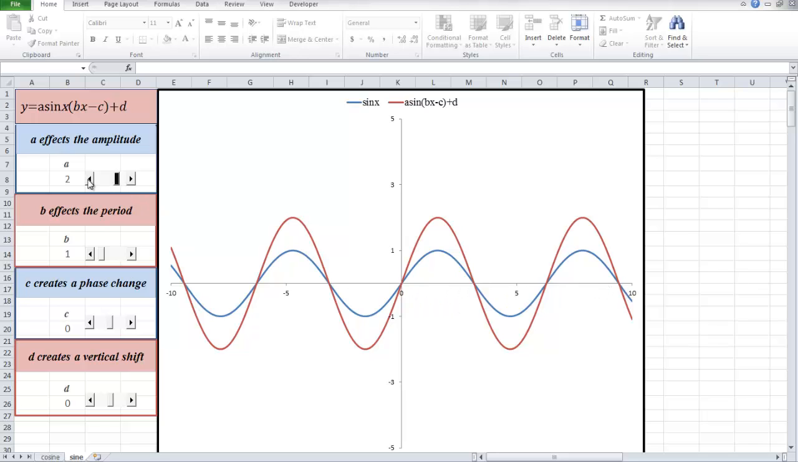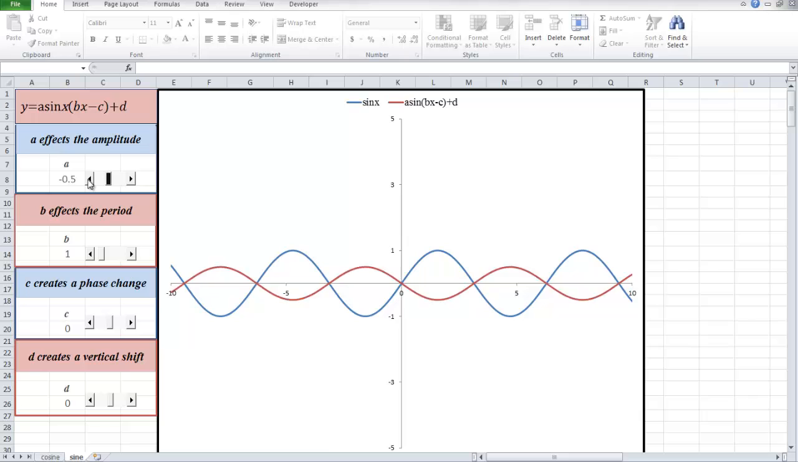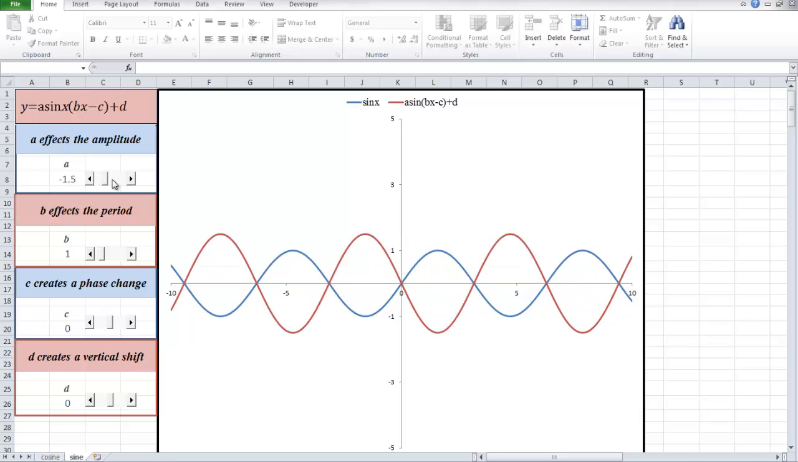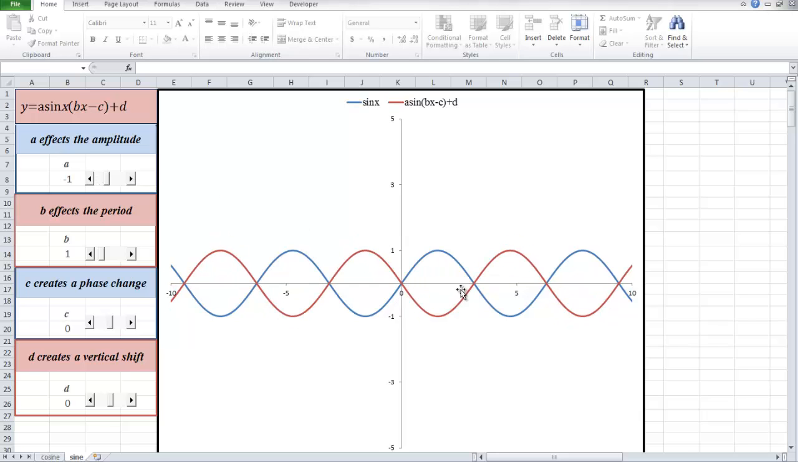I can see what happens if I make it negative. If I look at -1, as we know, compared to the blue function, which is my parent function, if I put a negative in front of it, I flip about the x-axis, and that's what I've done here. So this will allow you to change what the amplitude does. Let's put that back to 1. It does take a moment to adjust here.